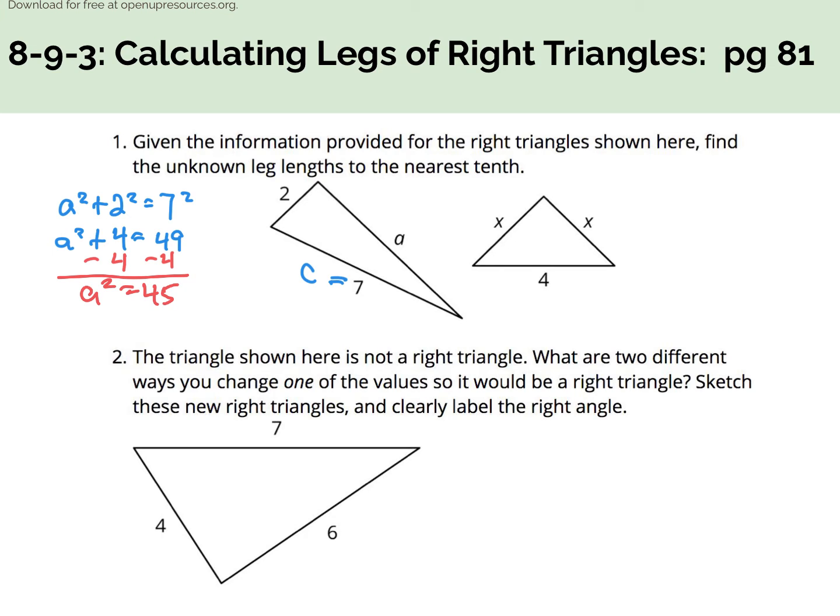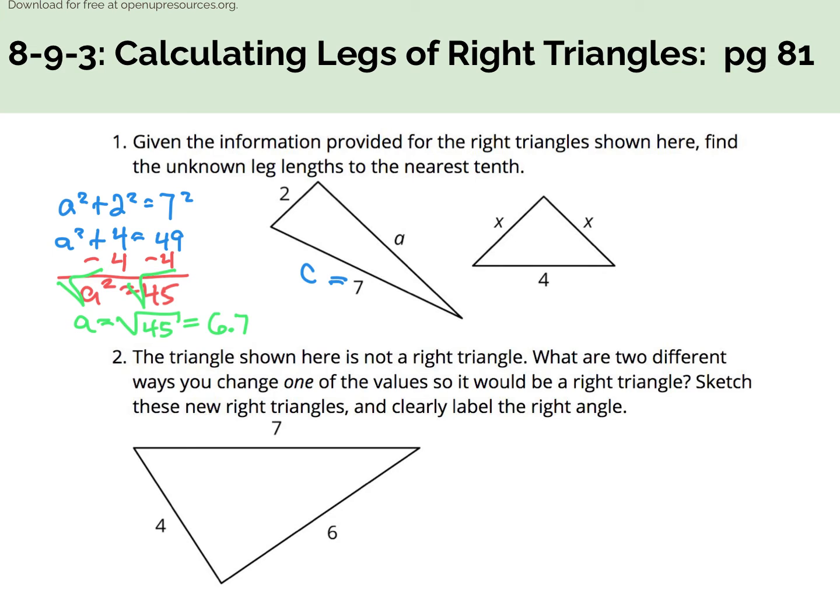And then how do we get a by itself? We take the square root, because the opposite of a square is the square root. So we have a equals the square root of 45. And if we round it to the nearest tenth, the square root of 45 is going to be 6.7.